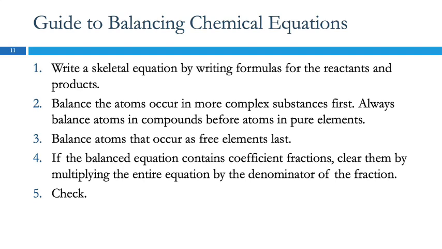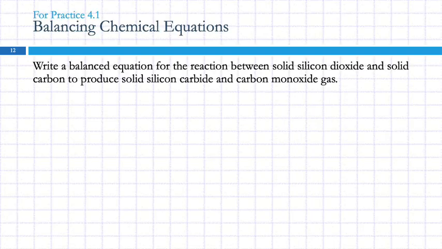So we'll do some examples. We'll also get a little practice with nomenclature here. Write a balanced equation for the reaction between solid silicon dioxide and solid carbon to produce solid silicon carbide and carbon monoxide gas. So first step is we need the chemical formulas for these substances. So we have solid silicon dioxide, solid carbon, solid silicon carbide, and carbon monoxide gas.